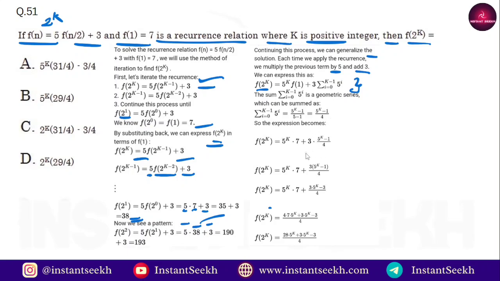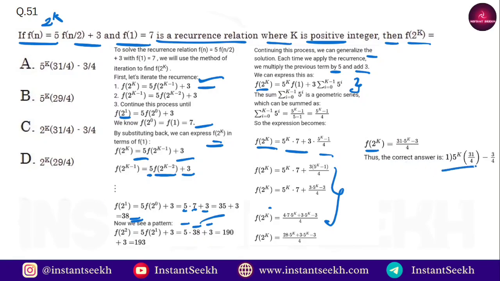If you solve this expression, you will get f of 2^k equals 5^k into 7 plus 3 into (5^k minus 1) divided by 4. And by solving this whole pattern, you will get f of 2^k equal to (31/4) into 5^k minus 3/4, that is your first option. So your answer A will be the right answer for this particular question.